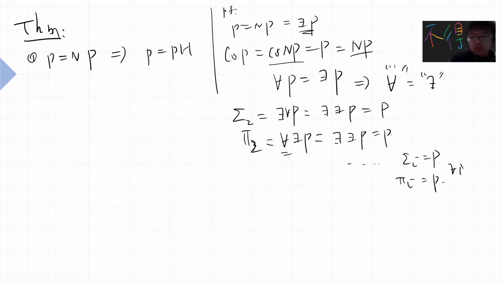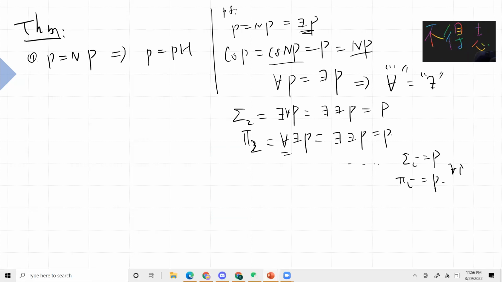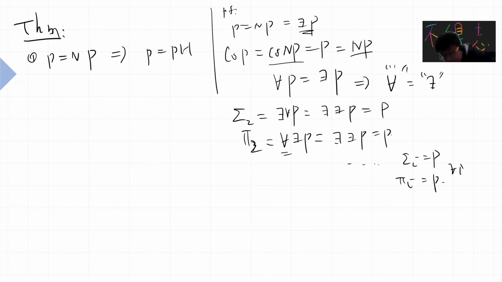So that means all of PH will be P. The standard language is that the polynomial hierarchy collapses.